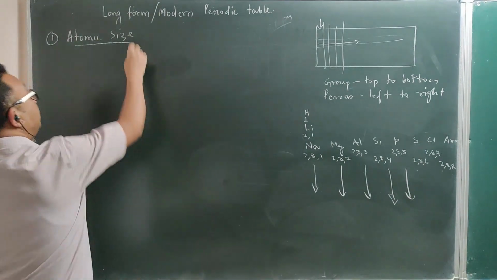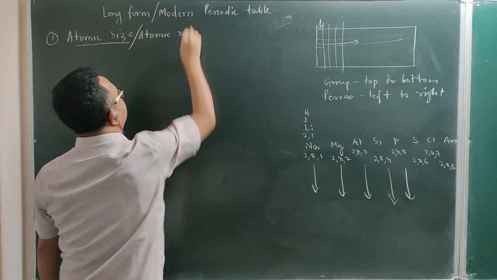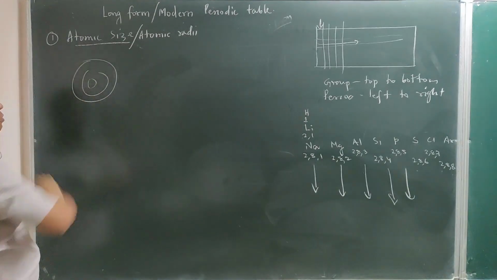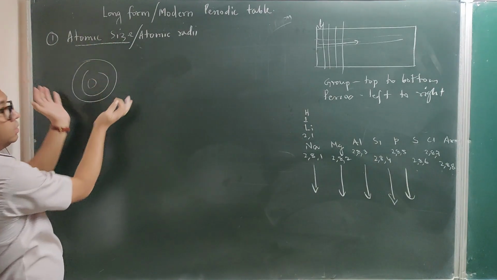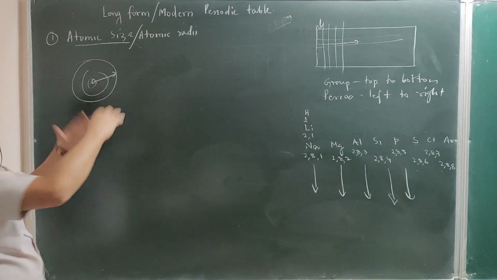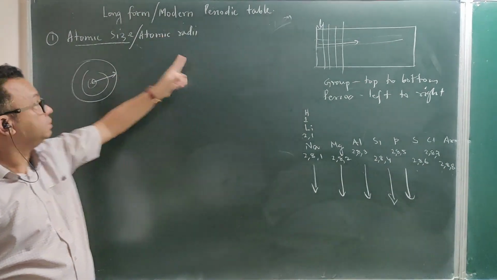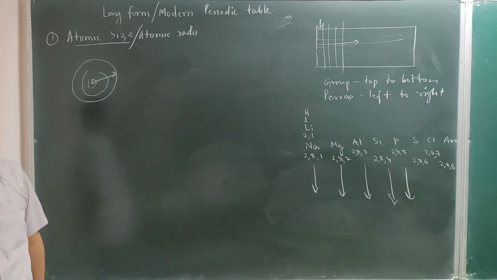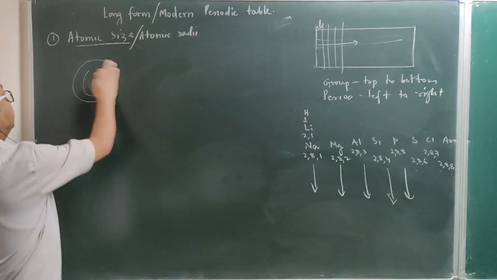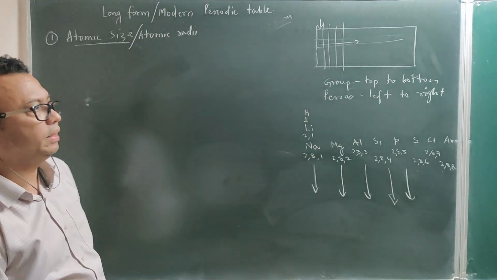Atomic size is sometimes also called atomic radii. Radii is the plural form of radius. If this is an atom, from the center till that point is the radius. So the bigger the radius, the bigger the size. Sometimes in the exam you may be asked for atomic radii, and at other times atomic size. Don't forget radii means the same thing as atomic size. Now, what is this atomic size or atomic radii?